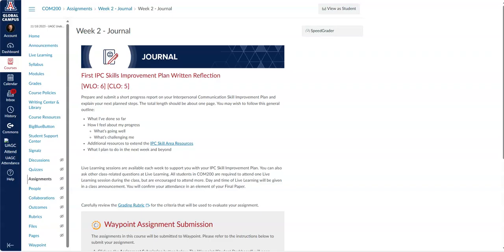So first, let's start with the journal, the Interpersonal Communication Skill Improvement Journal. The journal helps you track, reflect, and plan for improving your interpersonal communication skills. It's a self-assessment tool that builds awareness, goal setting, and communication effectiveness. So something that's particularly relevant, it helps you apply identified approaches of the IPC skills improvement plan.